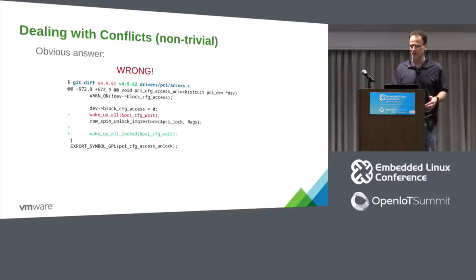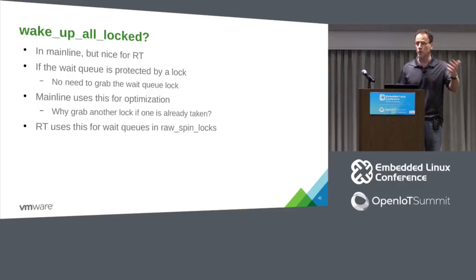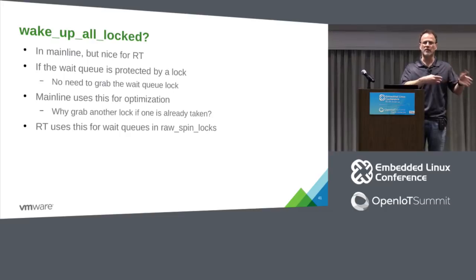Well, what do we know about spin locks? They turn into mutexes. Grabbing a raw lock and then a mutex and then releasing a raw lock is bad. Bad in mainline, bad in RT. So we had to convert it to a wake up all lock because what wake up all locked is telling the kernel is, hey, I have this wait queue that has its own protection. Don't waste the energy of grabbing another lock to do it. So we prevent the lock.